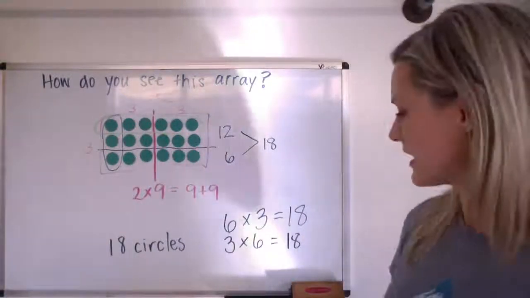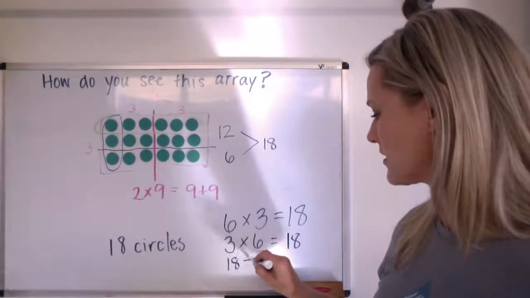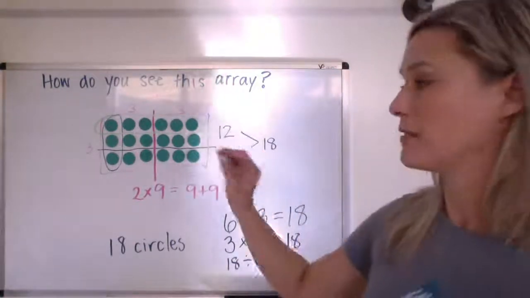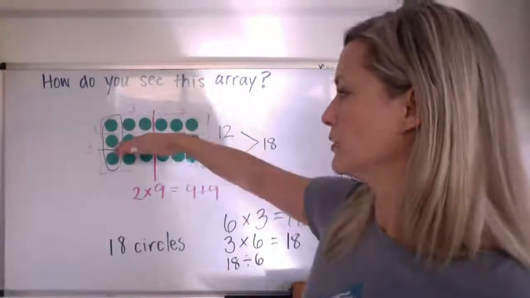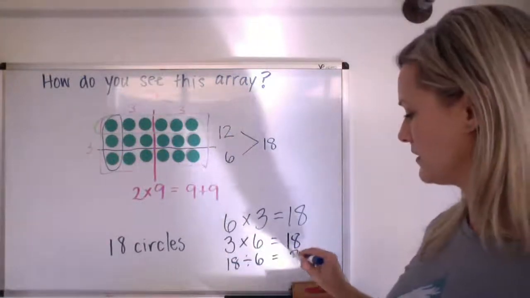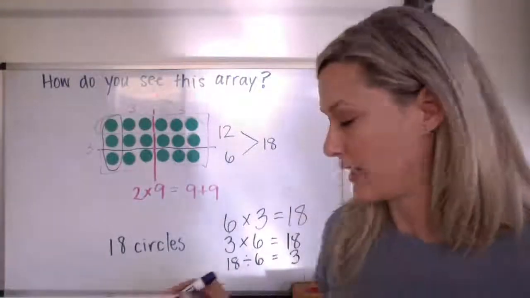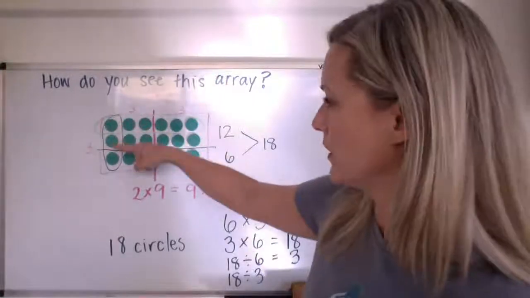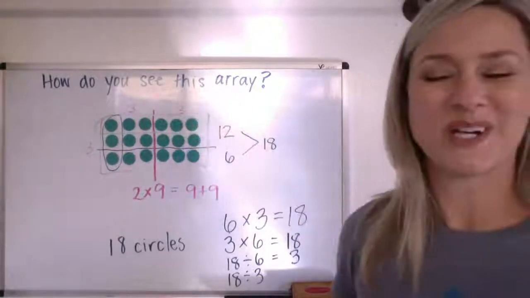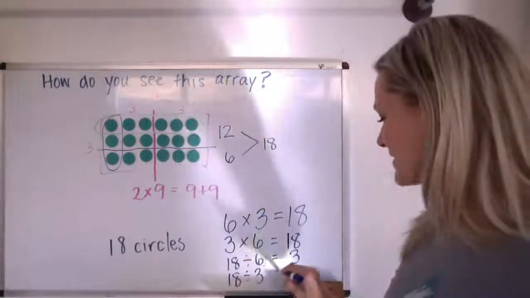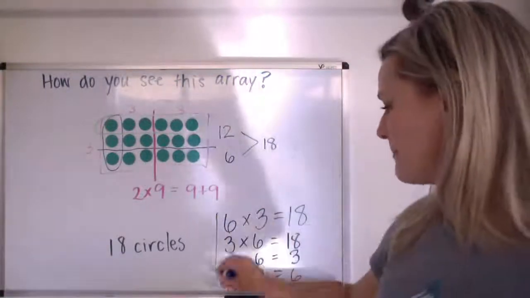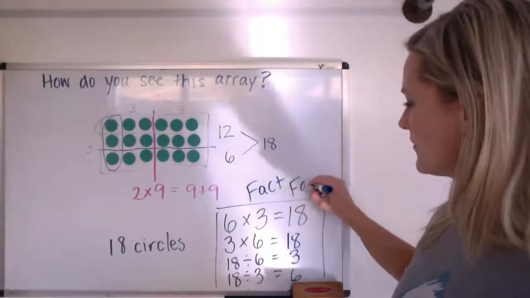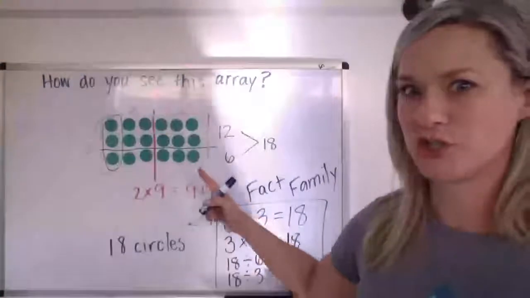So then the next one we could do would be 18 divided by 6. So if we had 18 dots and put them into groups of 6, boom, boom, boom, we'd end up with 3 groups. And if we started with 18 dots and put them into groups of 3, boom, boom, boom, boom, boom, boom, we'd end up with 6 columns, right? So our fact families show up in the picture.